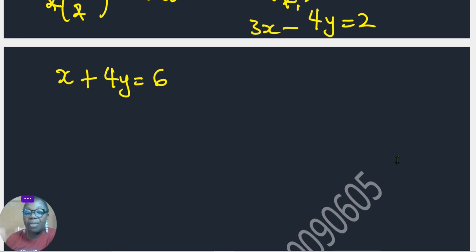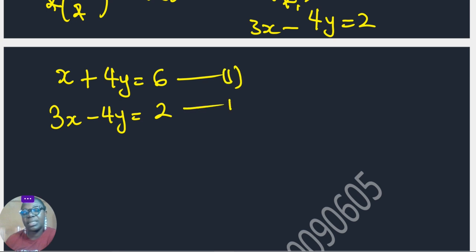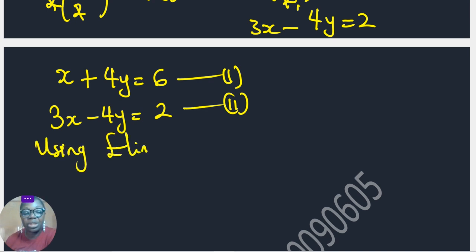Okay, now we have been able to make our equations look like this. Then we tag this equation 1, tag this equation 2. Now we can use the elimination method. So we're going to use the elimination method.